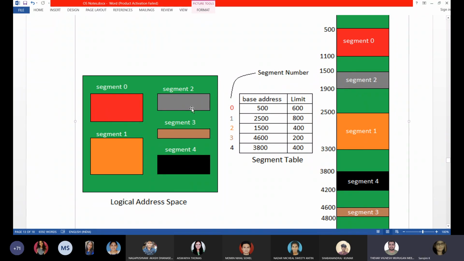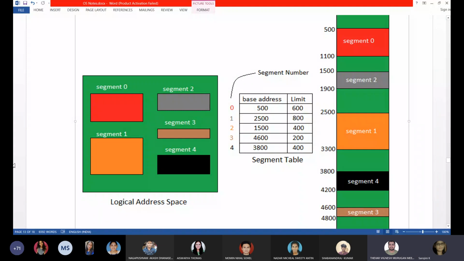For example, a function's definition. The function logic will be there in one segment. That logic will not be split into two, with one going to segment 2 and one to segment 3. That will not happen in segmentation. So the inner content of the segments is meaningful content, but the inner content of the pages is not meaningful content. That is another thing you have to remember.